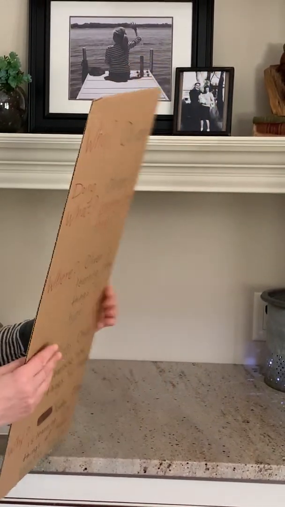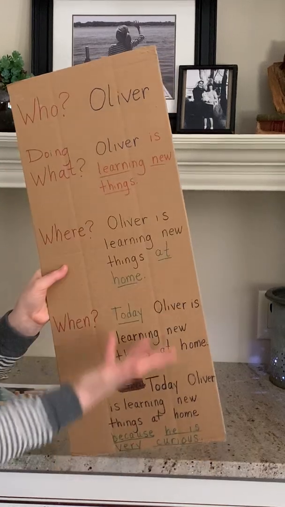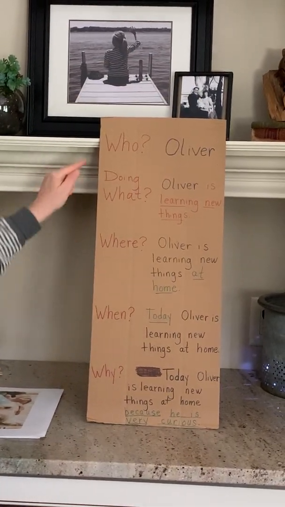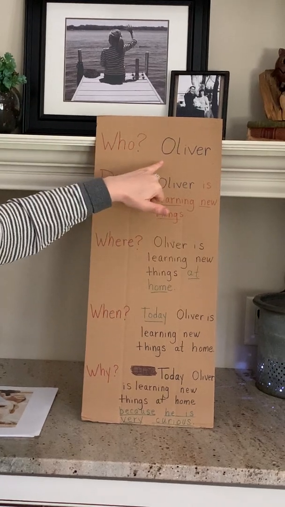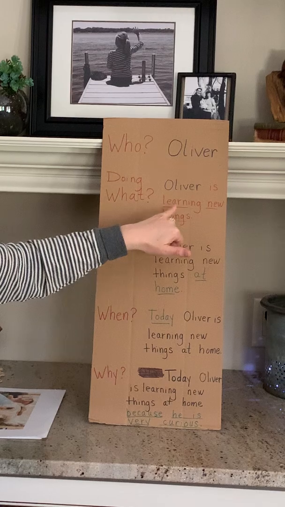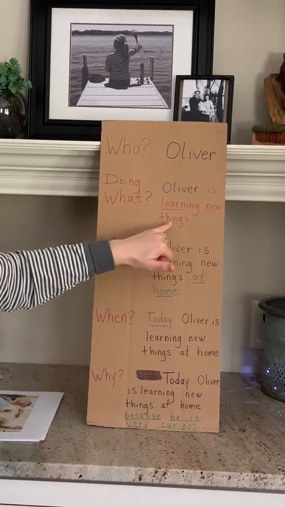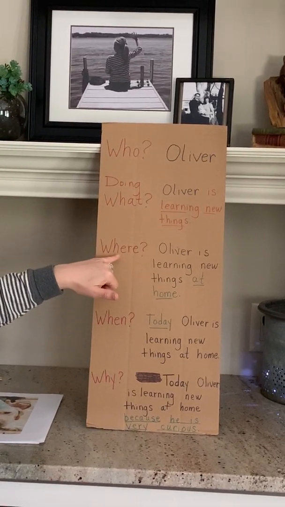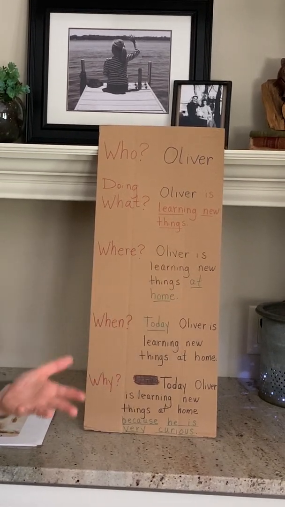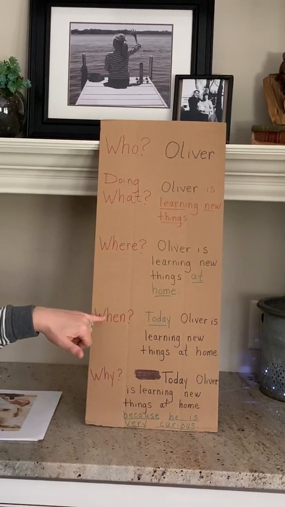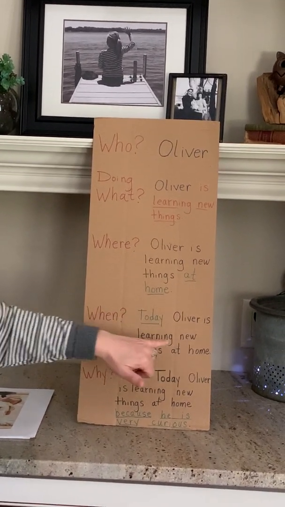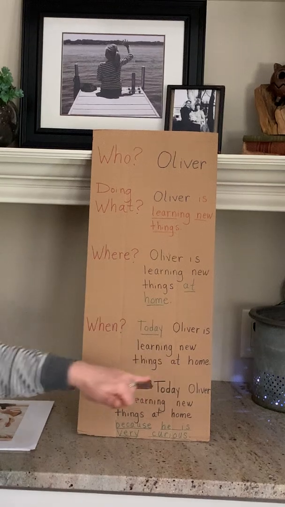Let's look at another example, since I have no chart paper, on my handy cardboard paper. Okay, the who can be any name. I use the name Oliver. What's Oliver doing? Oliver is learning new things. Where is this happening? Oliver is learning new things at home, just like many of you are doing. When is this happening? Today. Today, Oliver is learning new things at home.